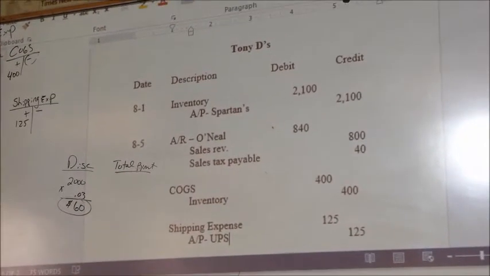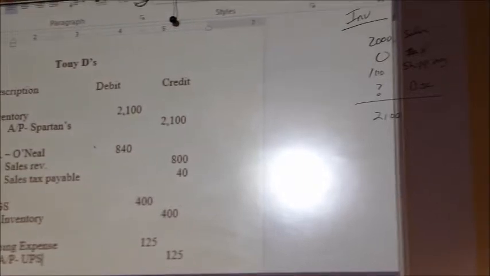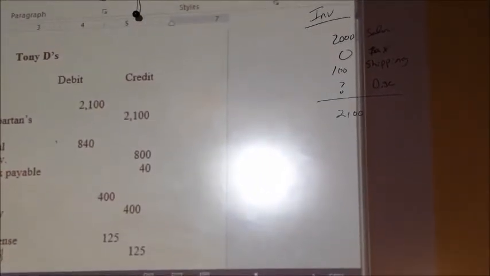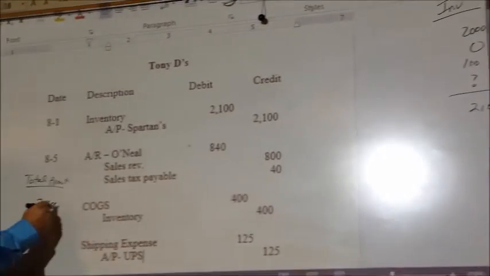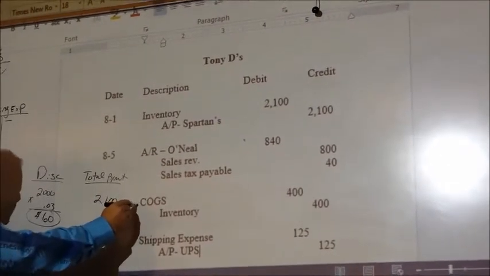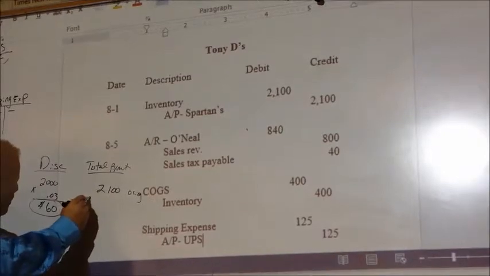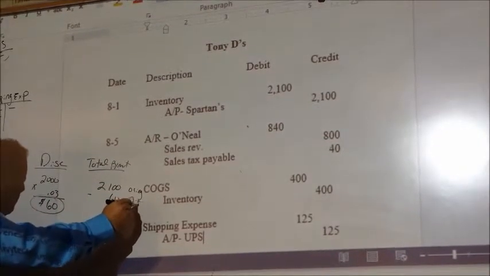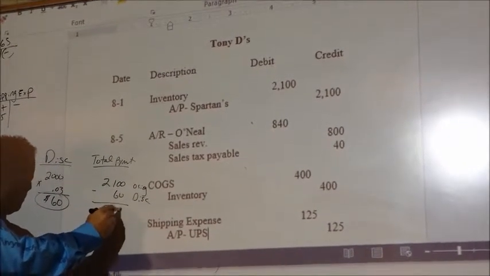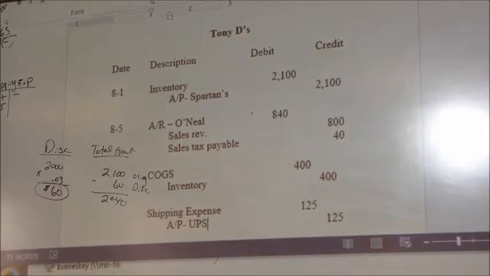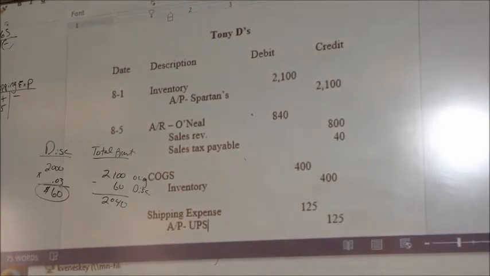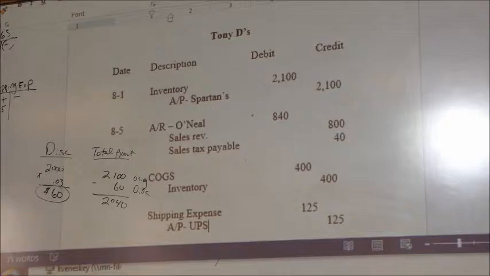What's my total payment? $2,040. Yeah, how do you get that? The initial payment was $2,100. Yep. And then you subtract the 60. So my original amount was $2,100 minus the discount. Total payment being $2,040. Now I'm ready to do the journal entry.